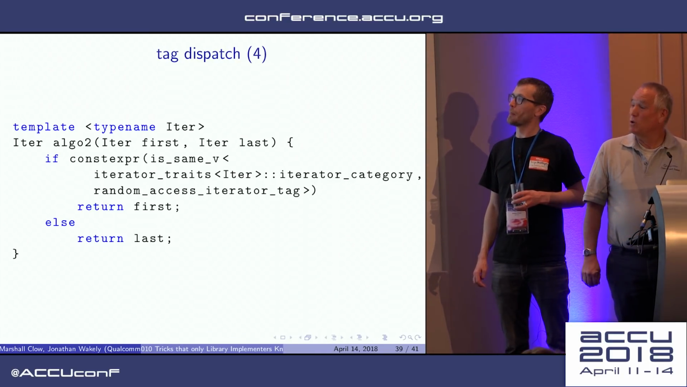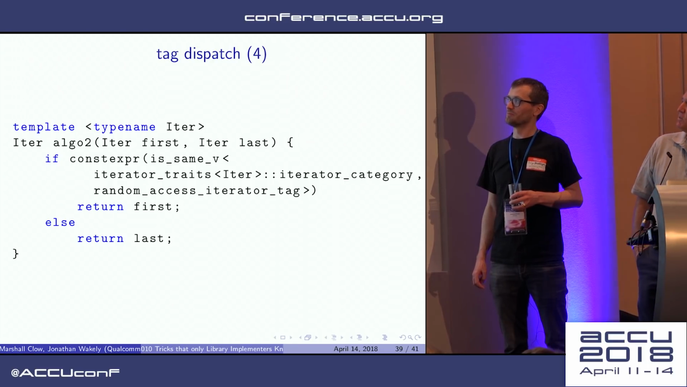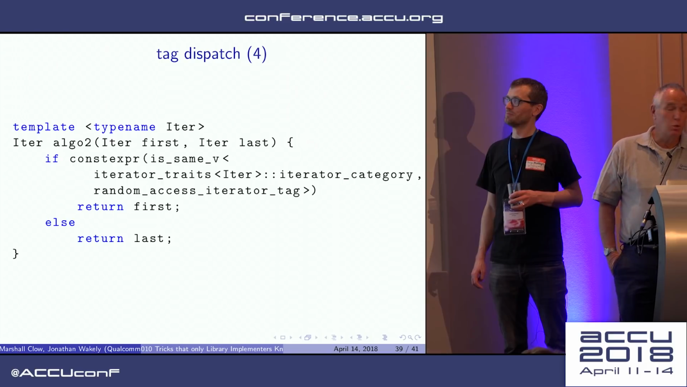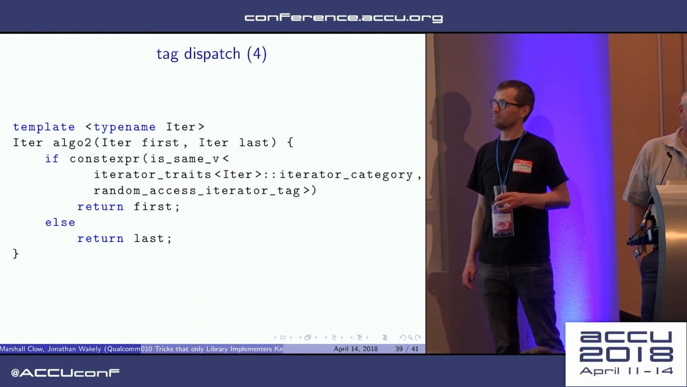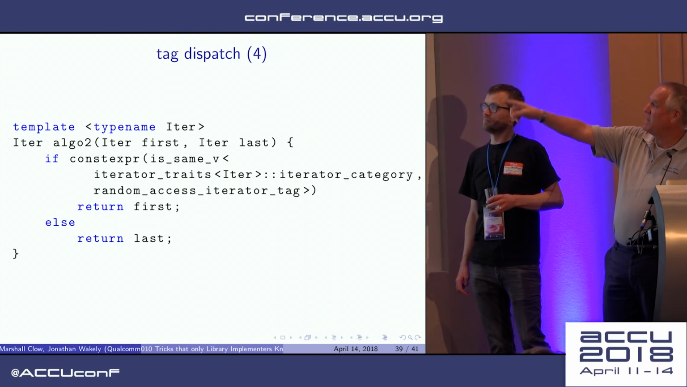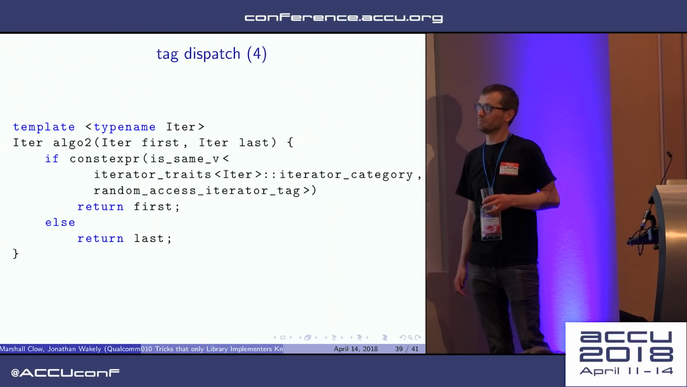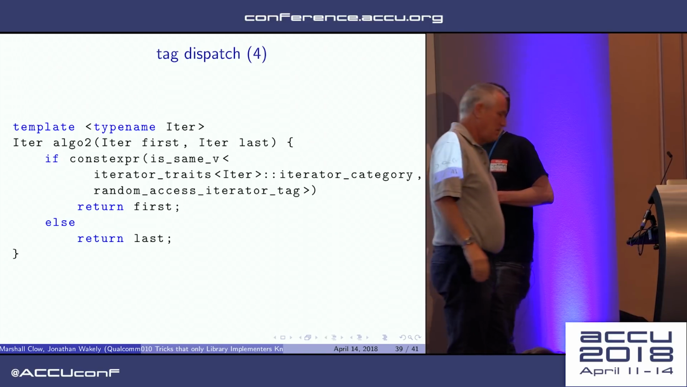Anyway, so yes, in C++17 and beyond, when you have constexpr if, you don't have to do tag dispatch hardly at all. You can just do this, and you can say, if constexpr is_same iterator category random access tag, do random access stuff, else do non-random access stuff.